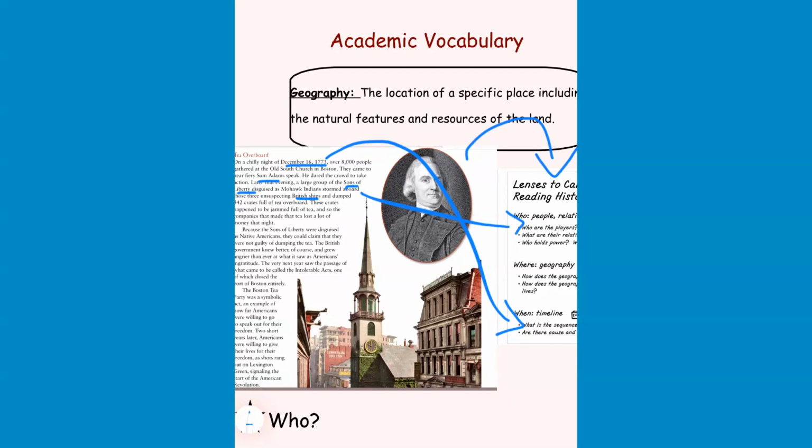Because the Sons of Liberty were disguised as Native Americans, they could claim that they were not guilty of dumping the tea. The British government knew better, of course, and grew angrier than ever at what they saw as Americans' ingratitude.